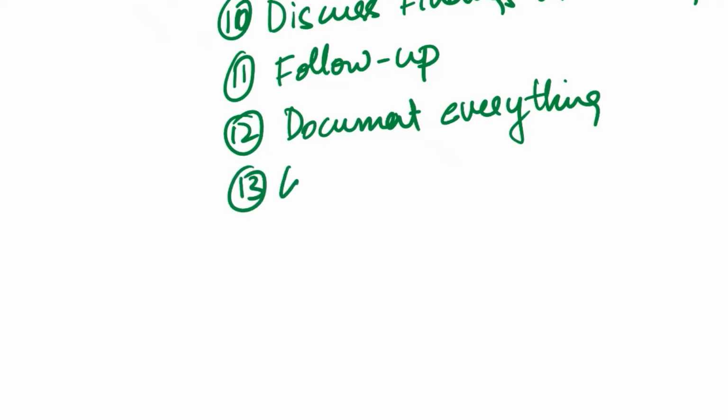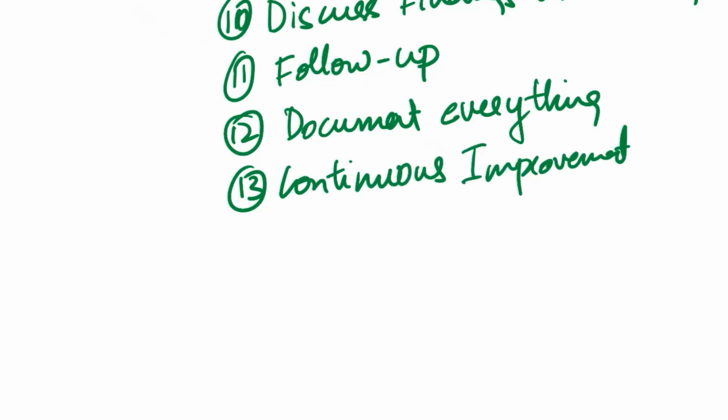Step 13 is continuous improvement. Use insights from the audit to identify areas for process improvement. Apply lessons learned to enhance the organization's IT systems, security, and compliance practices.